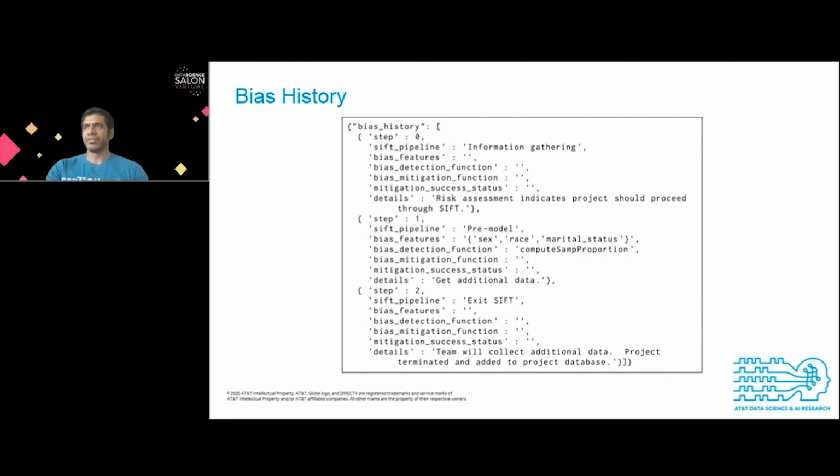Step 0, information gathering, nothing done in terms of detection and mitigation, but risk assessment indicates you want to go through SIFT. Then step 2, pre-model, bias features identified, bias detection function applied, and then the recommendation is get additional data. And then next is exit SIFT, team will collect additional data, project terminated. So that's the actual information that will be stored for posterity.